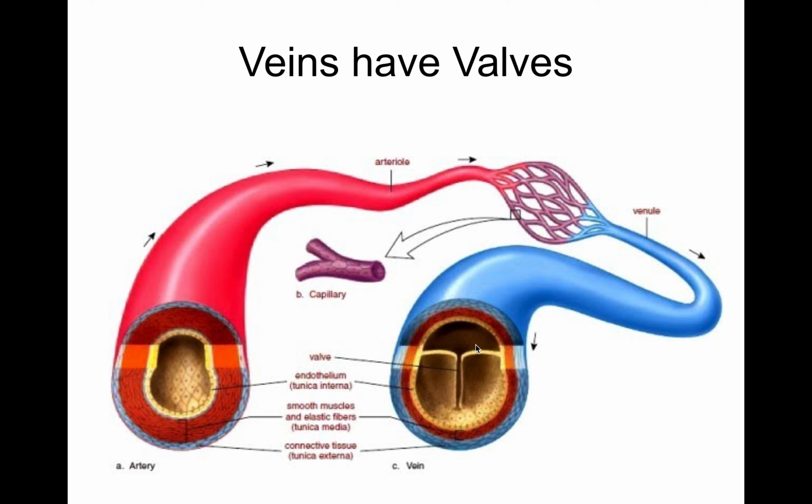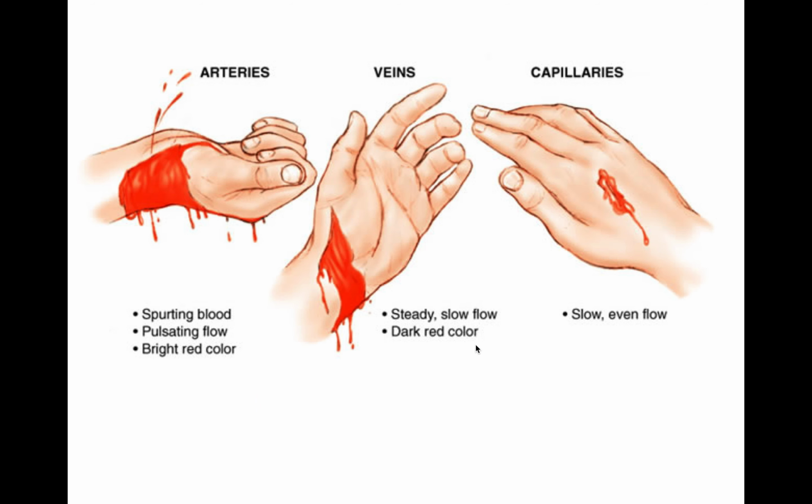Importantly, veins have valves. So valves allow movement of substances just one way, preventing backflow. So this helps the blood get back to the heart as the blood within the veins is not at high pressure as it is in the arteries. Interesting picture.